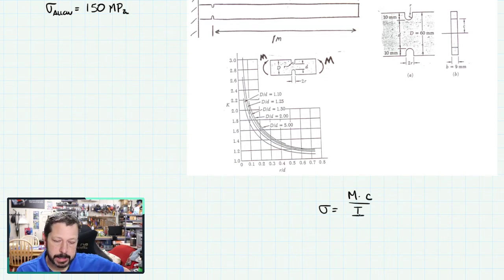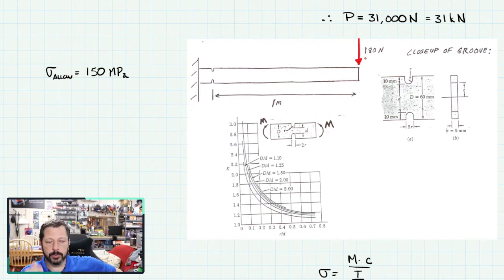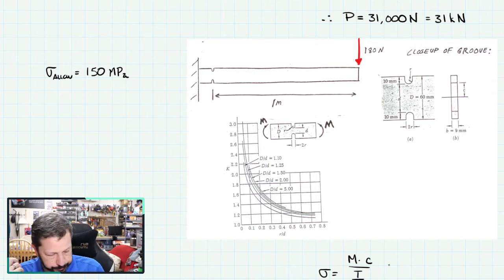The bending moment M that's applied is coming from the fact that we've got a 180 Newton force that's 1 meter away from this little location. So the bending moment on this notched area is 180 Newton meters. So we got that. Whoops, 180, not 18. 180 Newton meters.